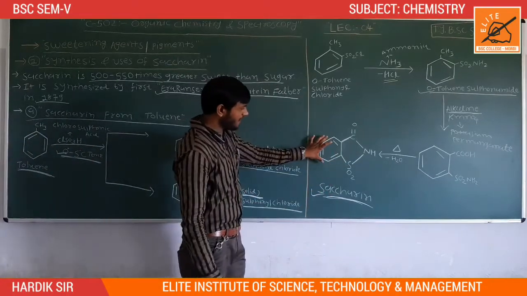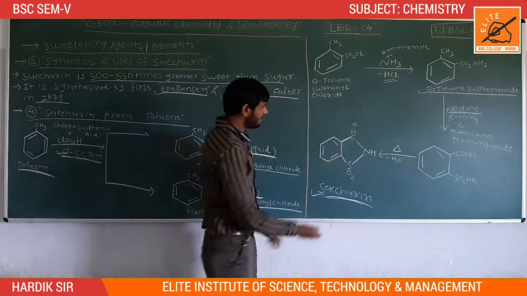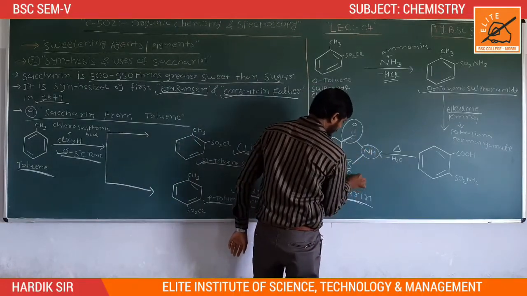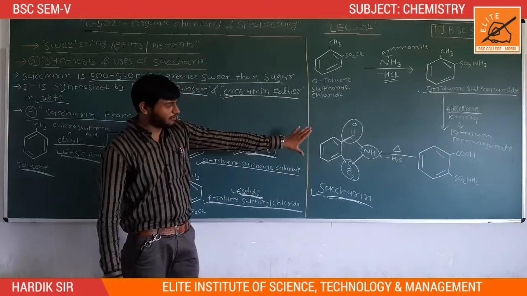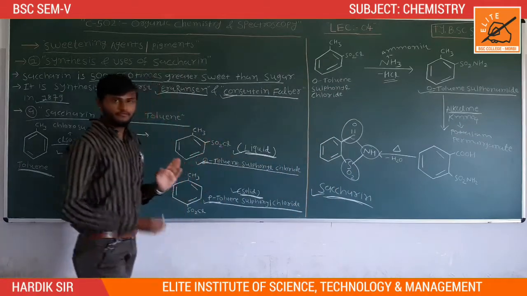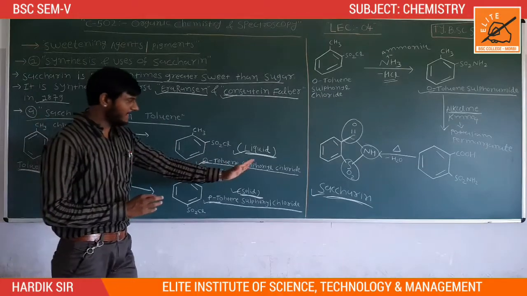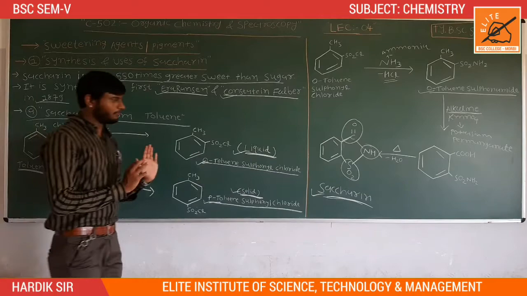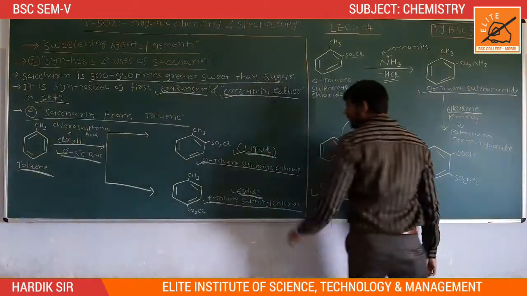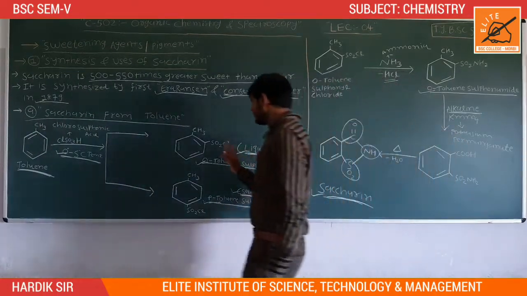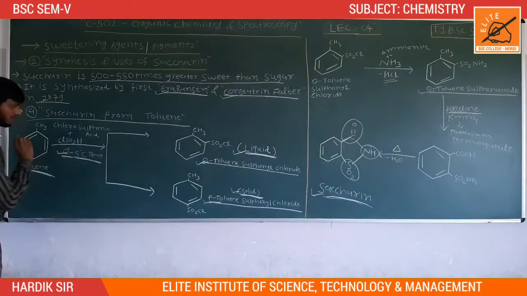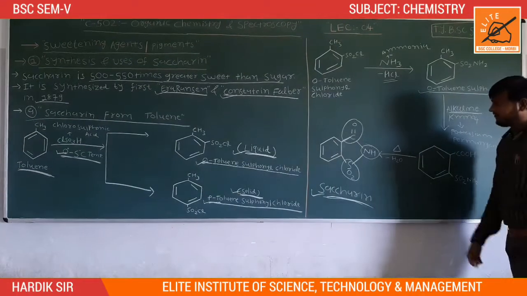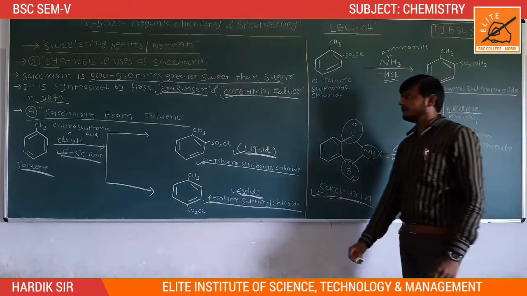This is the structure of saccharin: a phenyl ring combined with one carbonyl group, an amine group and SO2. So we have prepared saccharin from toluene, using various reagents like chlorosulfonic acid, ammonia, and alkaline KMnO4.